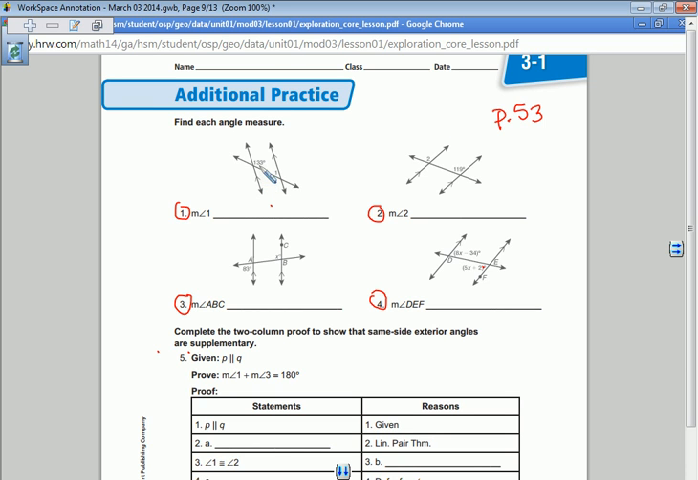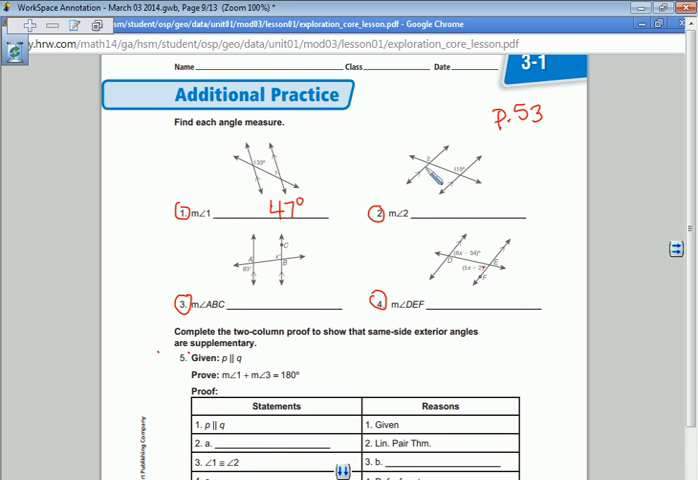Okay, the given angle measure is 133 degrees. Do you see it showing parallel? So this angle and this angle, how would you classify them? Same side. And so they would be supplementary, so angle 1 would be what? 47. 180 minus 133.